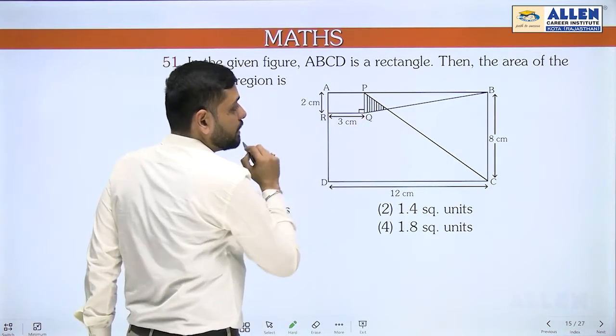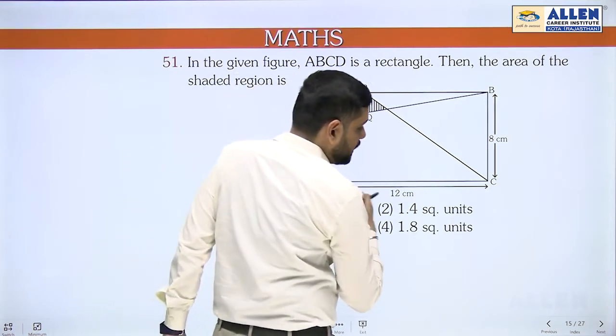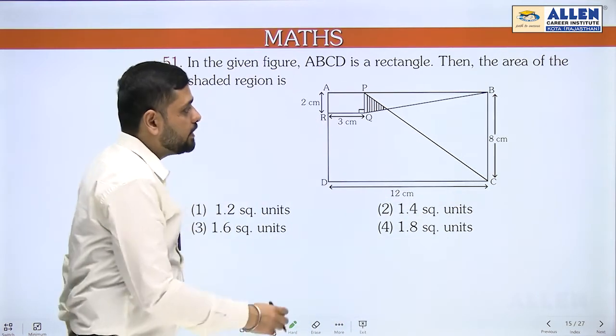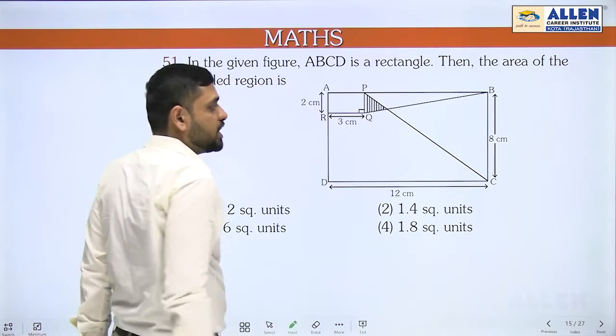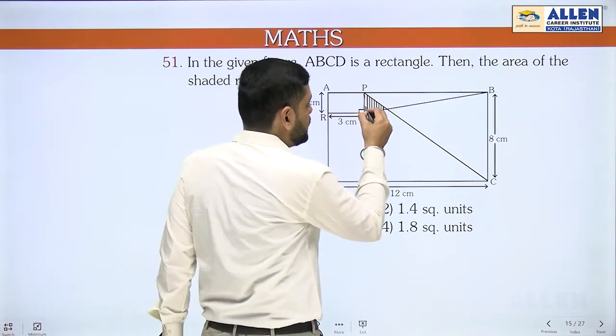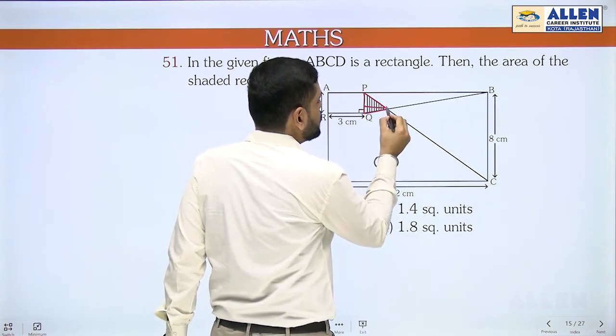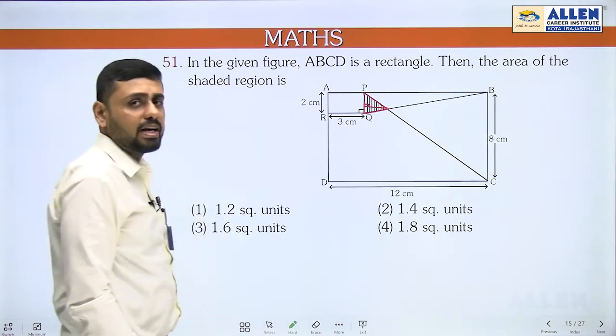and here is a small rectangle again whose length and breadth are given as 3 and 2. Here the length and breadth are 12 and 8, and we need to find the area of this shaded region. So how to get the area of this shaded region? As you can see, this shaded region is a triangle. So if we find the height and base of this triangle, we can easily find the area.